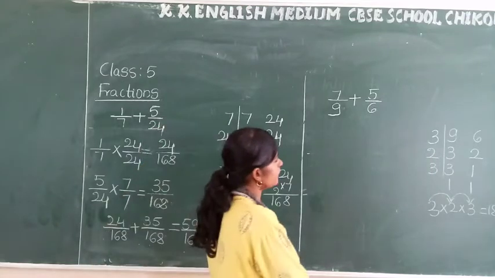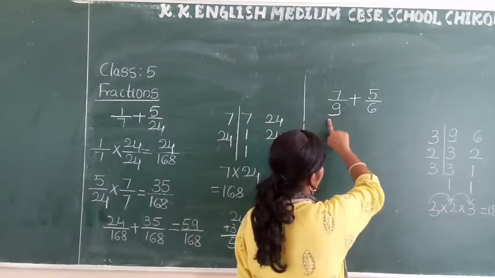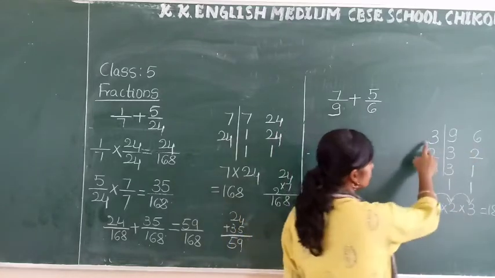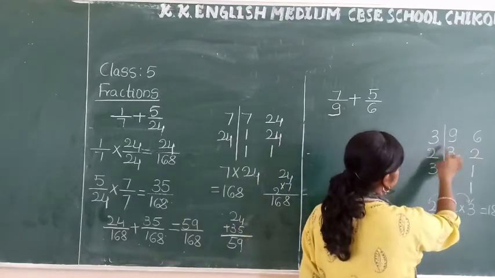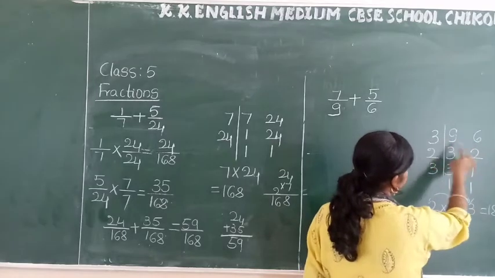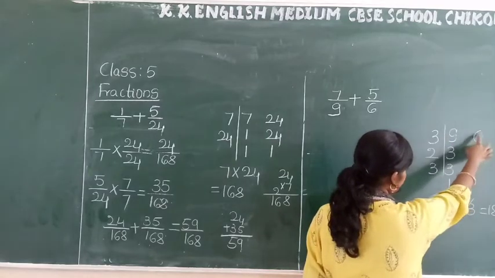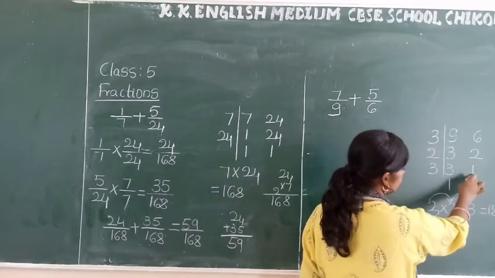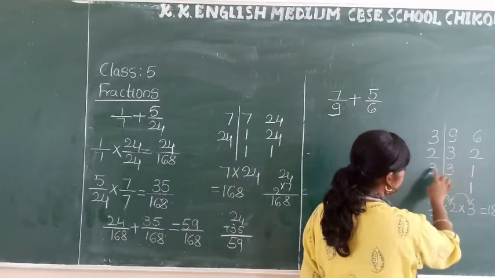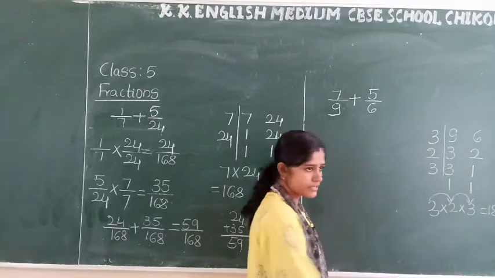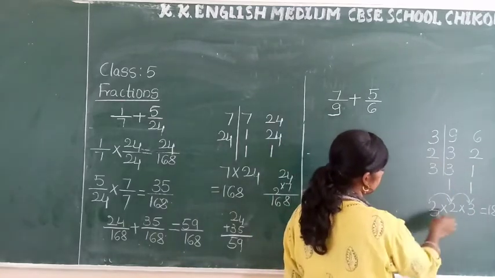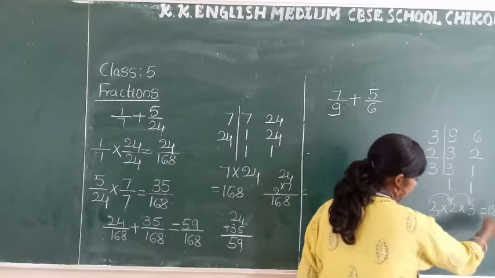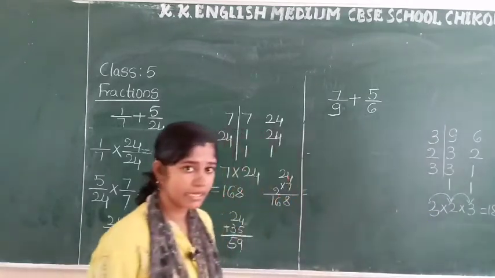Okay, I will repeat once again. First you have to take the denominators 9 and 6. Both are there in the same table: 3 3s are 9, 3 2s are 6. Next, which one is smaller here? 2. Then 3 as it is, 2 ones are 2, 3 ones are 3, and take these numbers 3 into 2 into 3. 3 2s are 6, 6 3s are 18. So the LCM is 18.